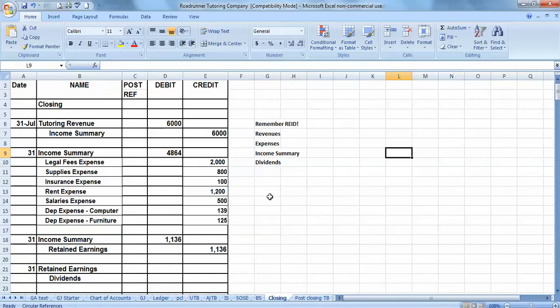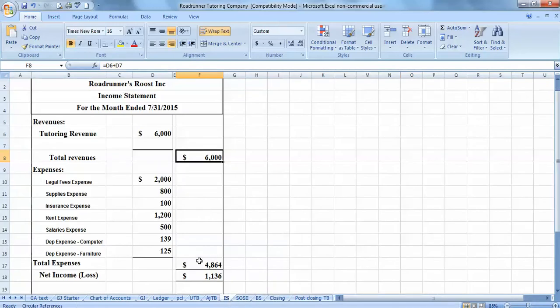Let's go look at the closing of the expense accounts. Because expense accounts have normal balance in what side? The debit. To bring those to zero, we have to credit them. So the sum of all those expenses was $4,864, which if you go back to the income statement, there it is. The total expenses were $4,864. The revenues.